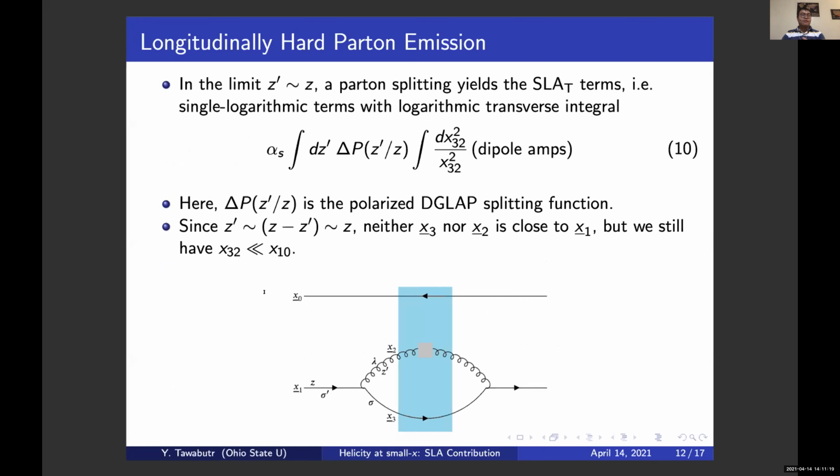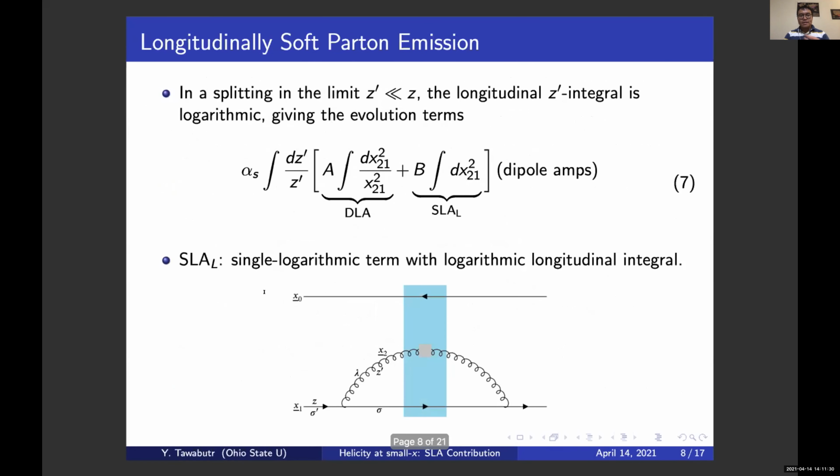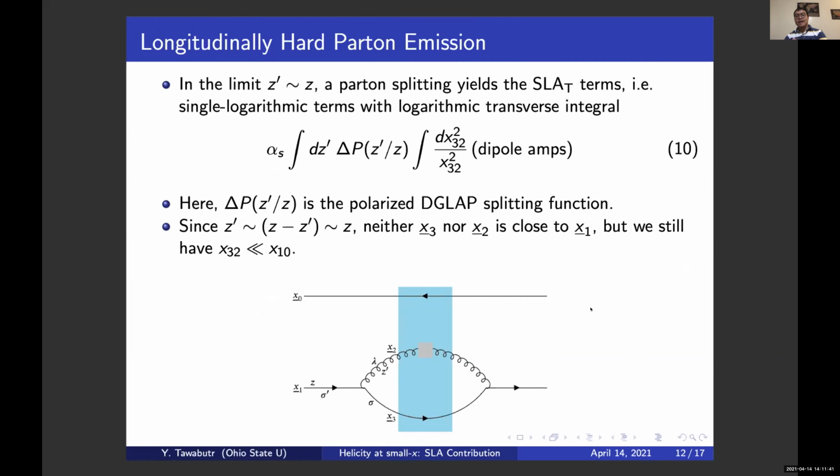We want to improve the evolution equation even more by looking at the single logarithmic contribution as well. As a reminder, if you look at the soft parton emission, you get the double logarithmic terms and a type of single logarithmic terms, right? Now, if you look at hard parton emission, this gives us another family of single logarithmic terms. So in particular, if we have a parent parton with momentum fraction z and a daughter parton with momentum fraction z prime, if the daughter parton is longitudinally hard, I mean that both z prime and z minus z prime here are comparable to the parent's momentum fraction z.